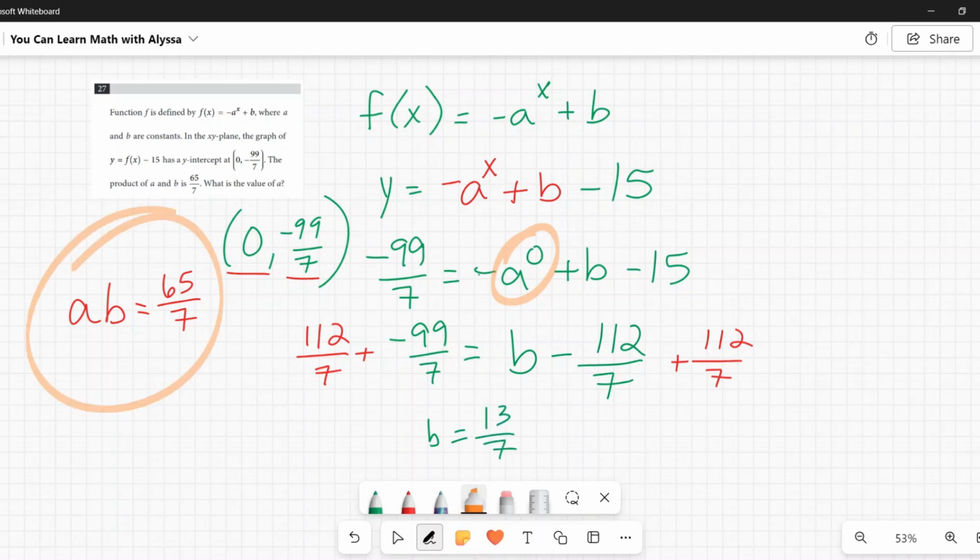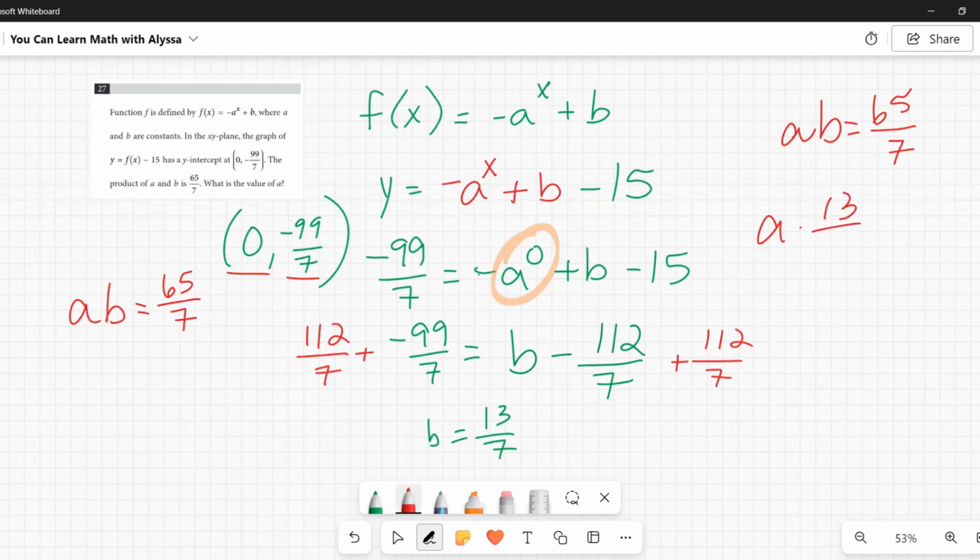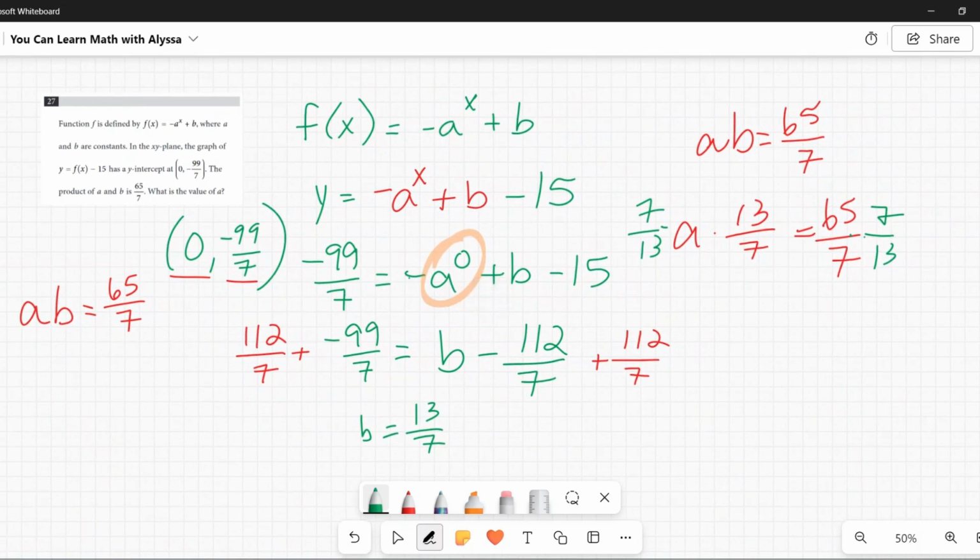And now this comes into play. A times b equals 65 sevenths. And I know now that b is 13 sevenths, and it equals 65 sevenths. You can solve this in your calculator, or you can just do it manually here. To get rid of this 13 sevenths, I'm going to multiply by the reciprocal, and I do that on both sides. I'm running out of room again. I always write too big. If you watch the channel, you know this about me. So let me write it a little more nicely.